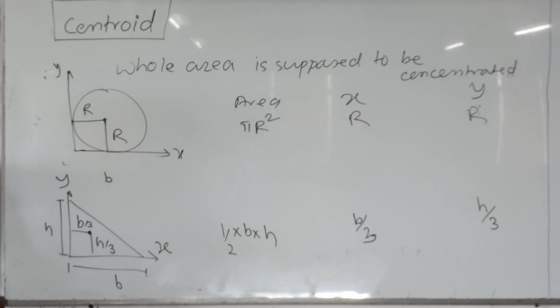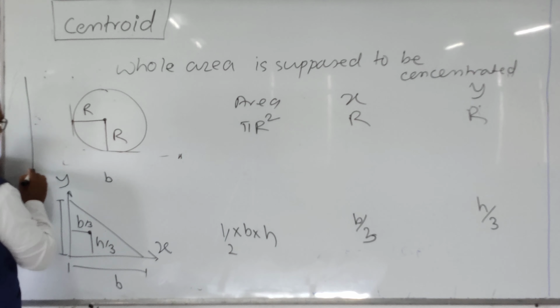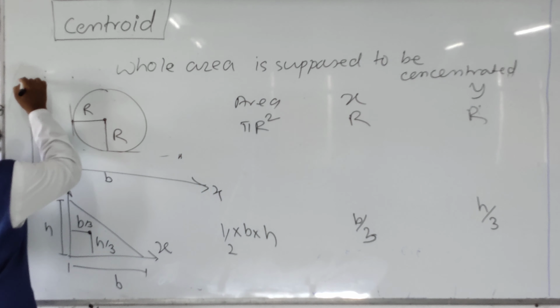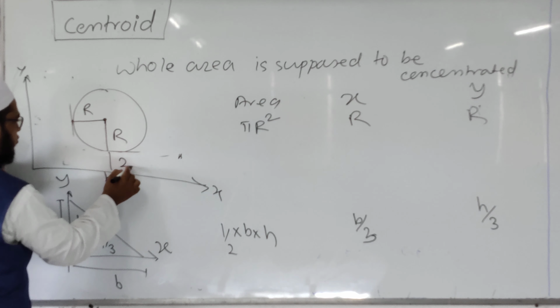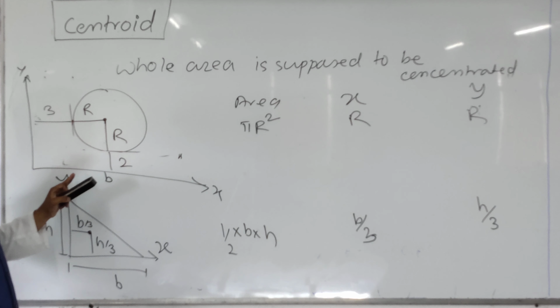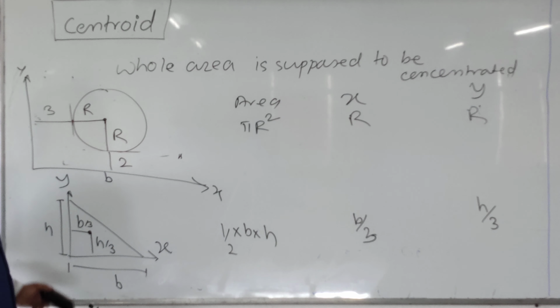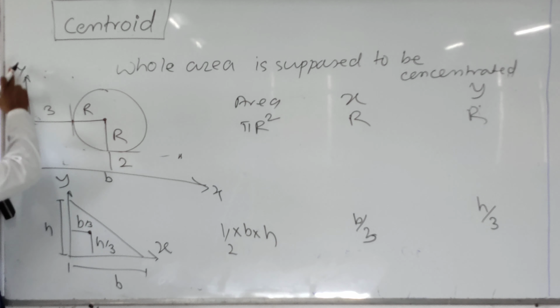If the position of the axes changes, for example, I will change the position. For example, the position is at this point x y. This distance is 2 meter. This distance is 3 meter. Then ultimately the area will not change, but the coordinates of x and y will change. How will x change? x is the distance measured from the y axis.